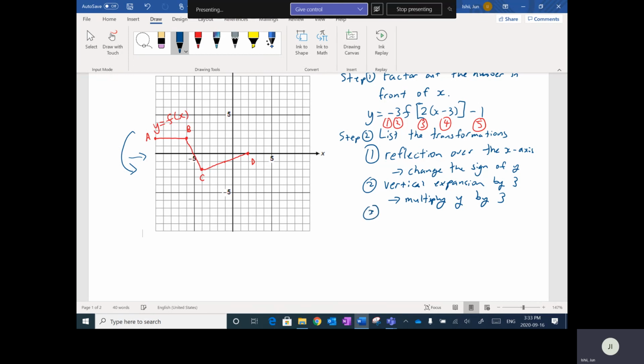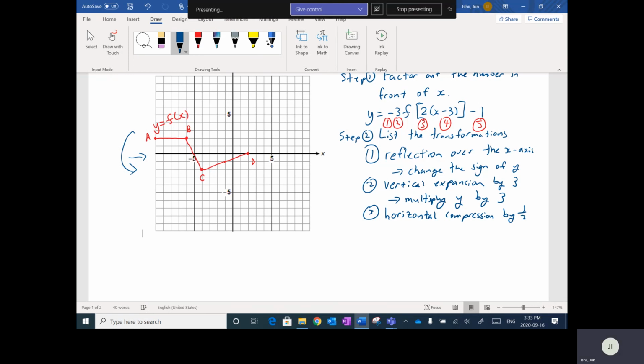The next one is the 2 on the inside of the brackets. Remember, with the x's, it's actually the reciprocal that happens. So this is going to be a horizontal compression by 1/2.